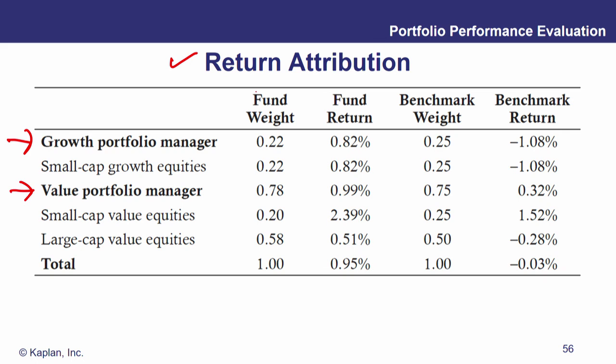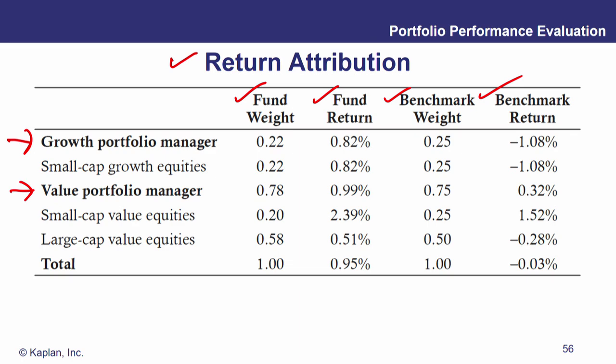So what do we have? We have the fund weight, we have the fund return, we have the benchmark weight and the benchmark return. So let's take a quick look into this. The growth portfolio manager decided to weight 22% of the fund into growth. Now the benchmark weight was 25%, so they underrepresented growth in the portfolio. Now when we look at the return, the fund earned 0.82%, the benchmark earned negative 1.08%.